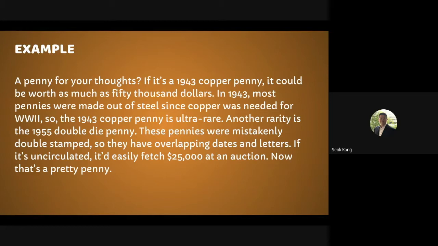Another rarity is the 1955 double die penny. These pennies are mistakenly double stamped, so they have overlapping dates and letters. If it's uncirculated, it easily fetched $25,000 at an auction. Now that's a pretty penny.